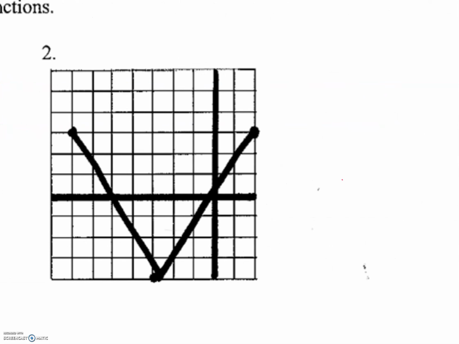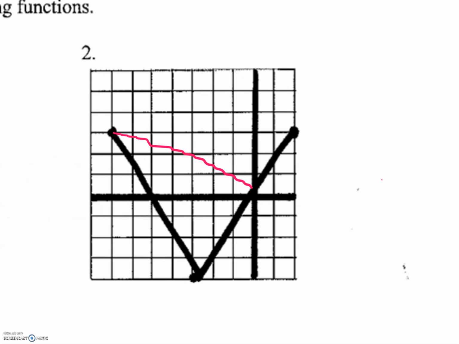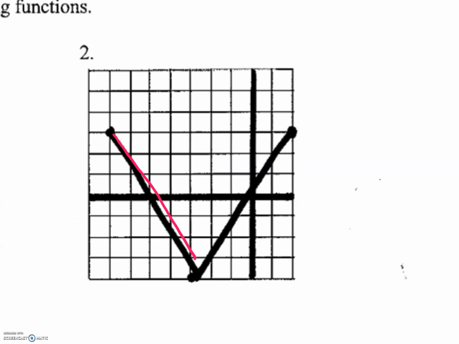Alright, let's look at number 2. Again, we take a look at this. It can be drawn without picking your pen or pencil up. So it's a continuous graph. So if we want to start with the domain first, we look how far left does it go.